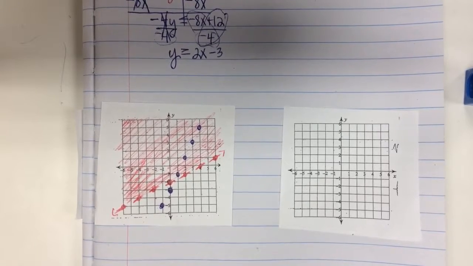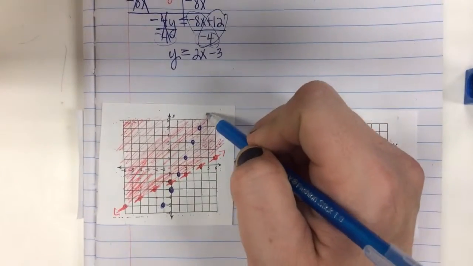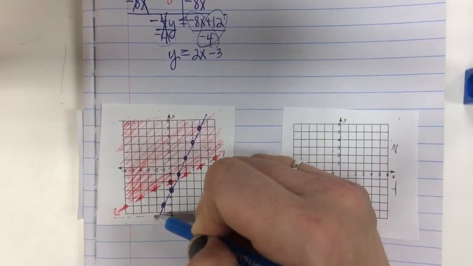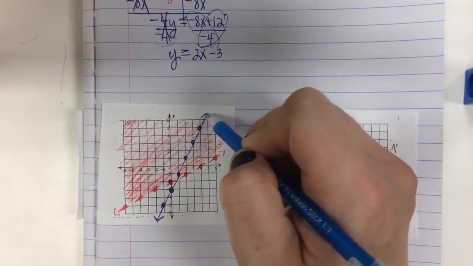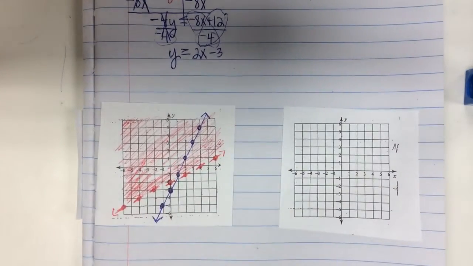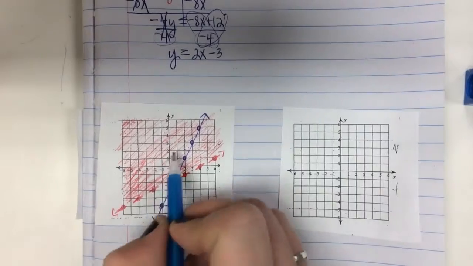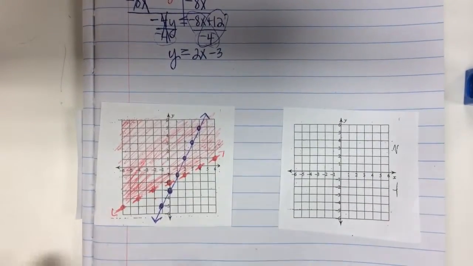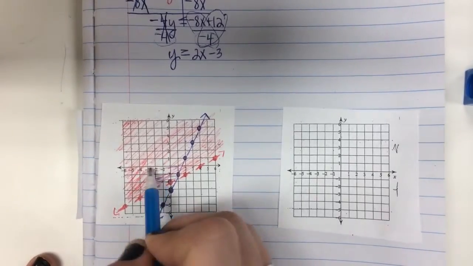Does this line stay dotted or does it get connected? Connected. And do I shade above or below? I shade above the line.